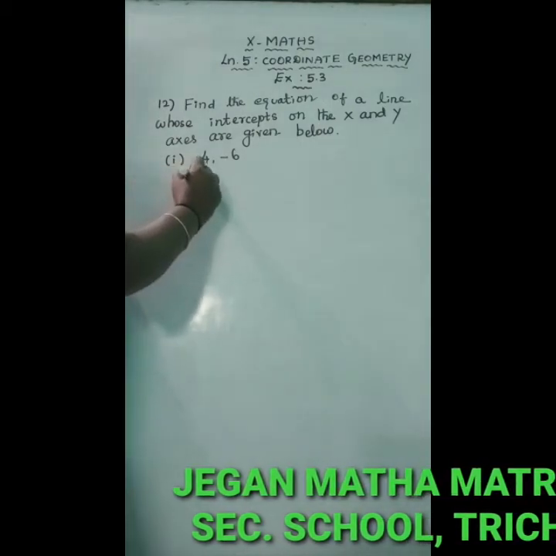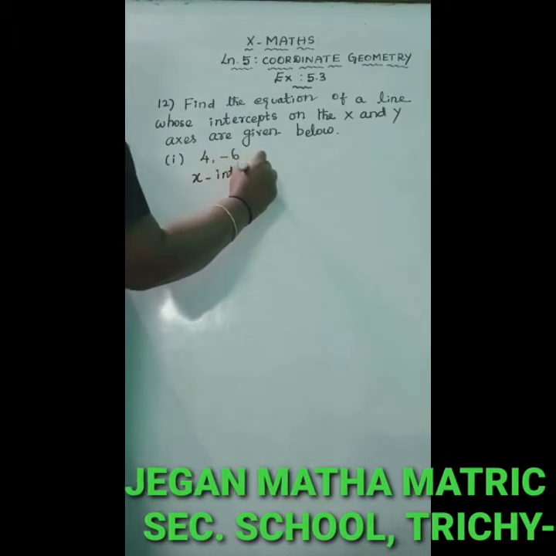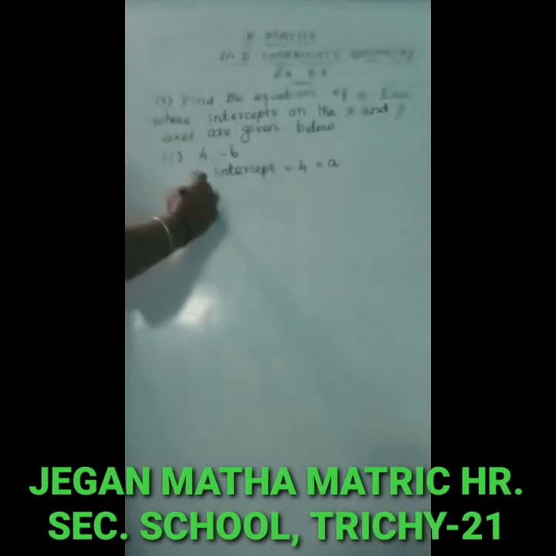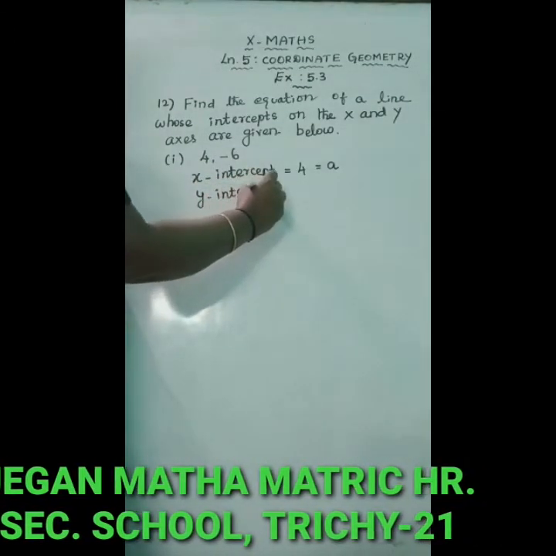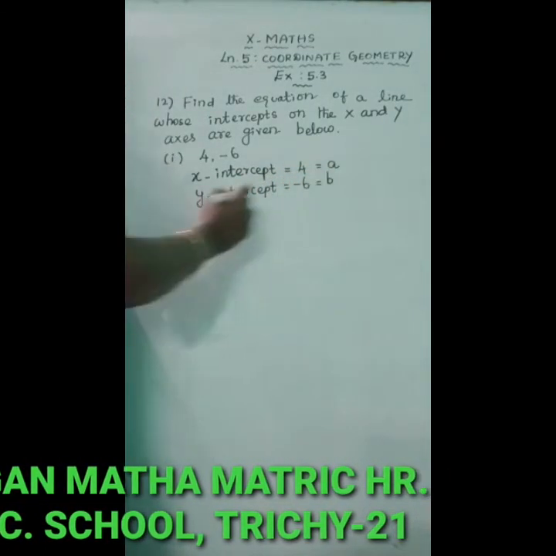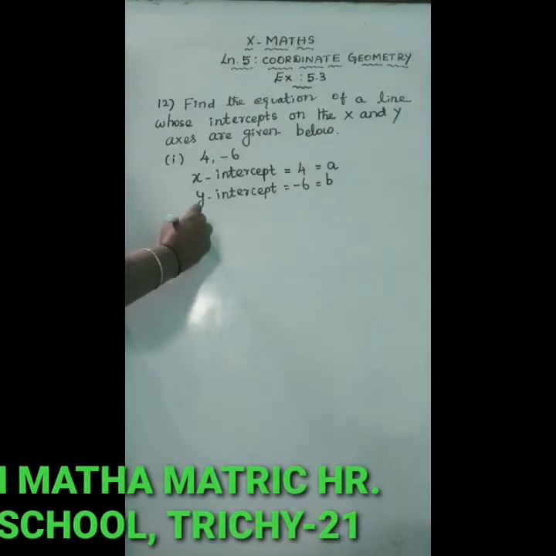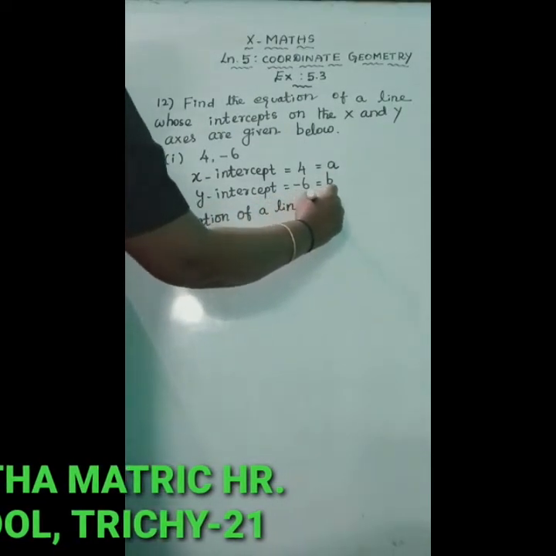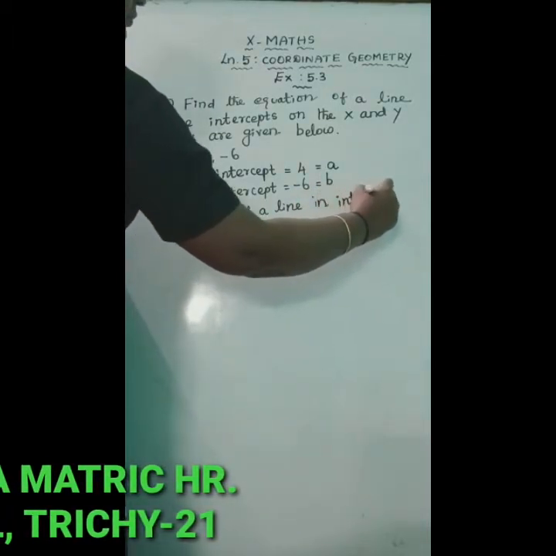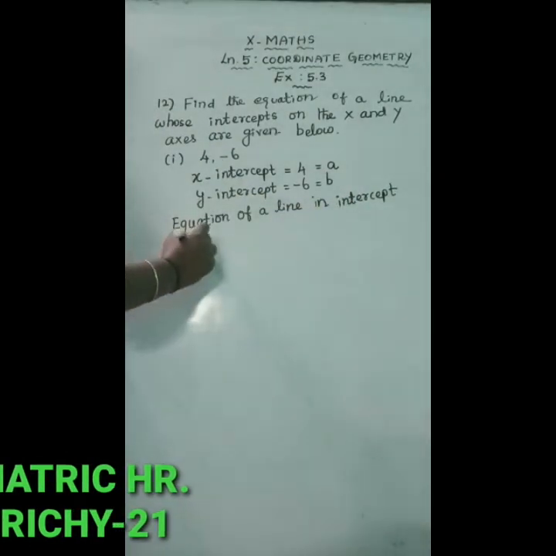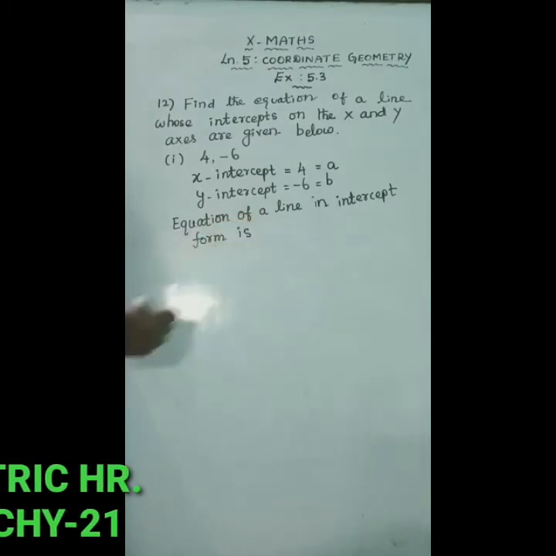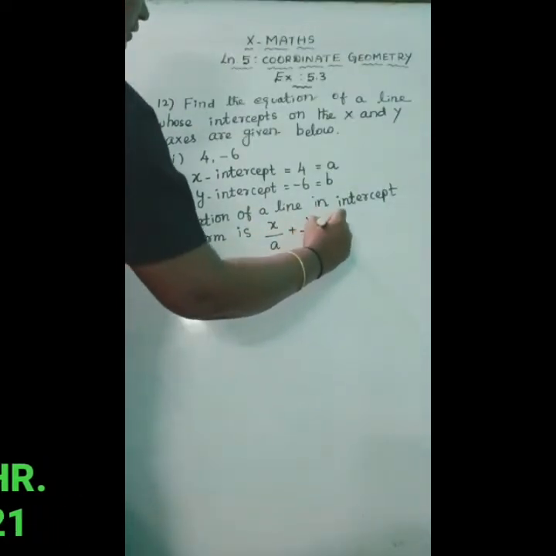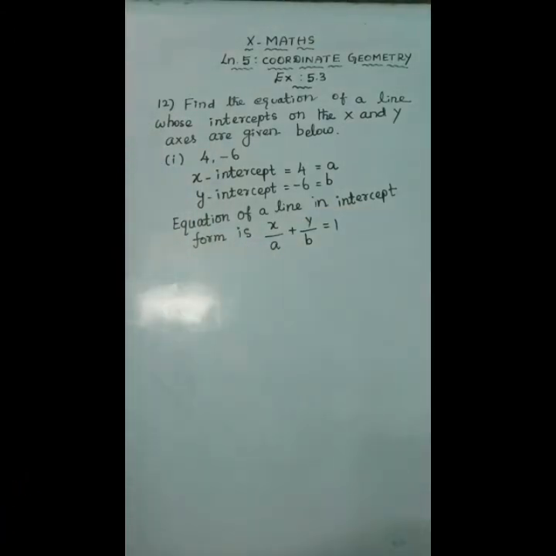So, we write the solution in the first line given. x intercept is equal to 4, that is A, and y intercept is minus 6, that is B. So, the equation of a line in intercept form is x divided by A plus y divided by B is equal to 1. So, this is the equation for the line in intercept form.